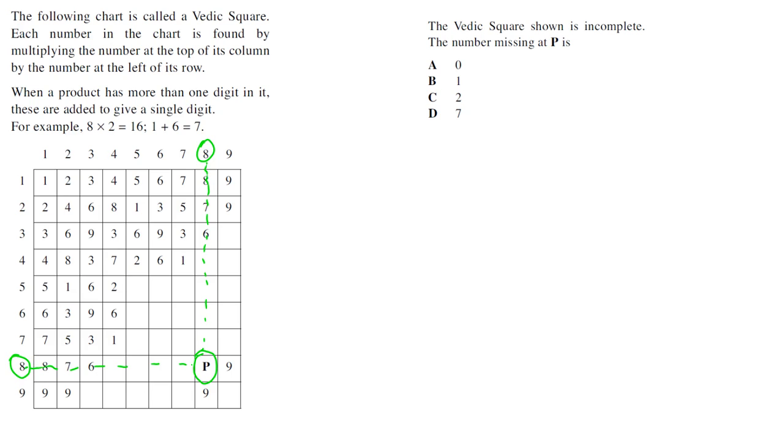So, what do we do? We find the product. 8 times 8 is equal to 64. If the product has more than one digit in it, according to this rule, we add them to give a single digit. 6 and 4 add up to give you 10. Again, that's not a single digit, so we have to add them again. And now we get 1. So, the number at P should just be a 1, and our answer should be B.